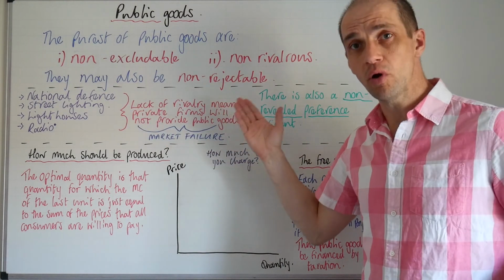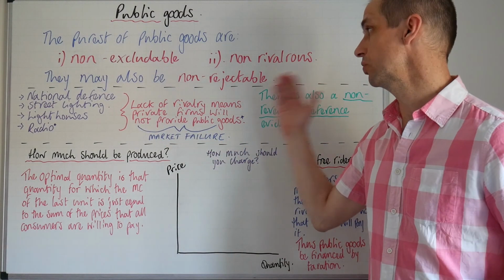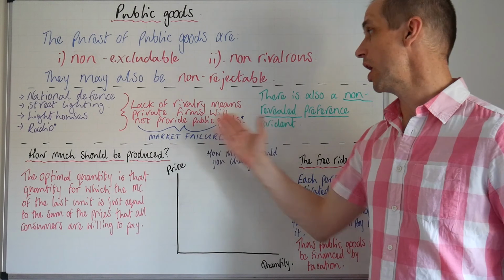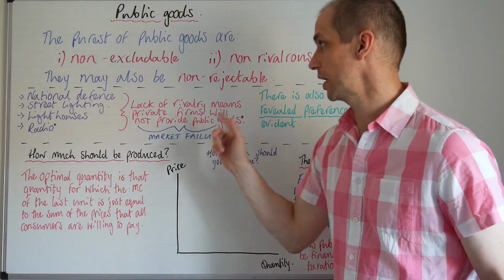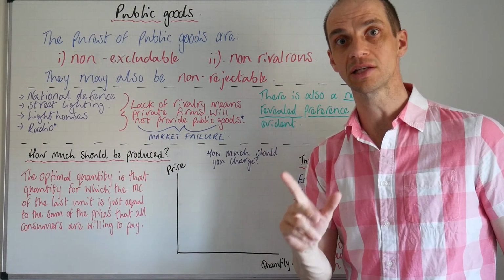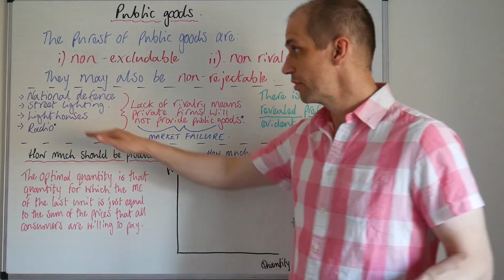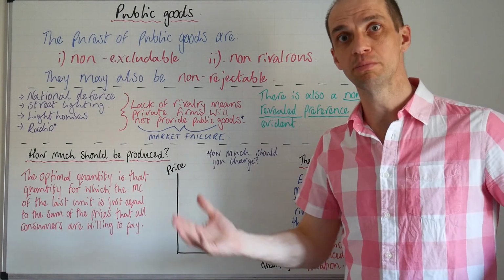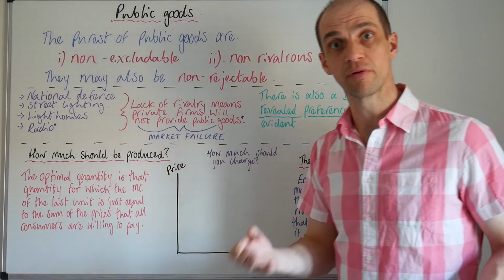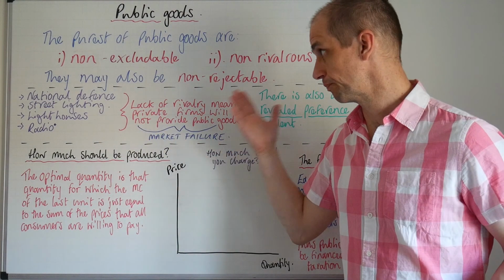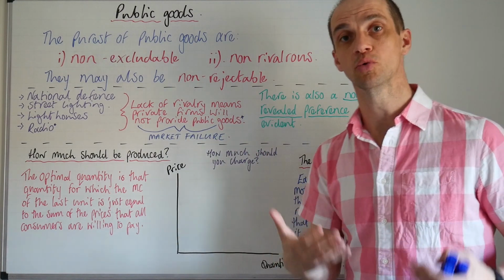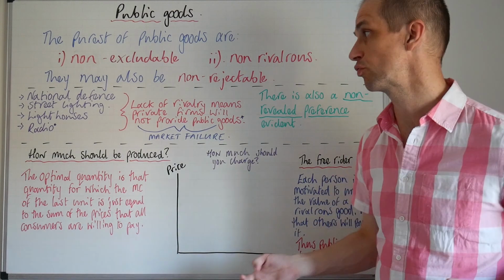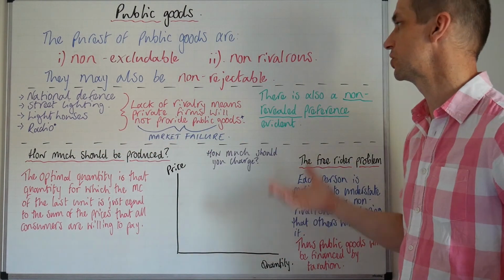Now, the lack of rivalry in consumption of these goods means that private firms will not provide public goods. That is with a notable exception, as we can see with that little asterisk, which reflects that radio has a very different business model, where it is provided by private firms, and it's ad supported or uses some other stream of revenue through competitions and so on.